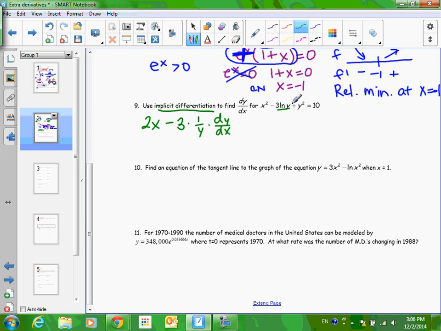All right, and then what would the last term be? 2y dy over dx equals what? 0. Okay, now your goal is to get dy over dx by itself. I want you to do this by yourself. Well, there's 2 steps here. Keep the dy over dx terms on the left, move the other terms to the right, factor to the right. Technically 3 steps, I guess.